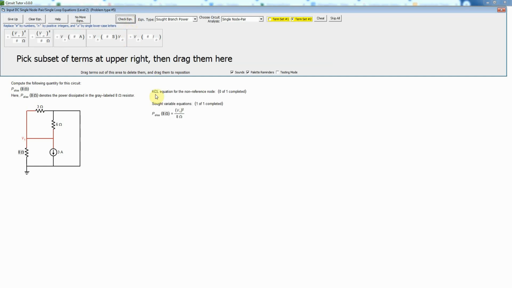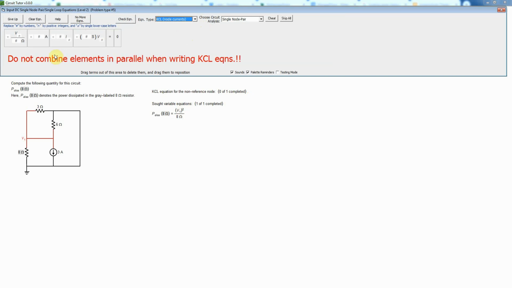So that is correct, but I also need a KCL equation so that I can actually evaluate V1, right? Otherwise I wouldn't know what to put in for V1. So then I have to pick a KCL equation to sum the node currents leaving a node, and again, I'm not allowed to combine elements in parallel. So in this case, I would need 1, 2, 3 terms for resistors, and then 1 term for a source, because there's 3 resistors and a source here.